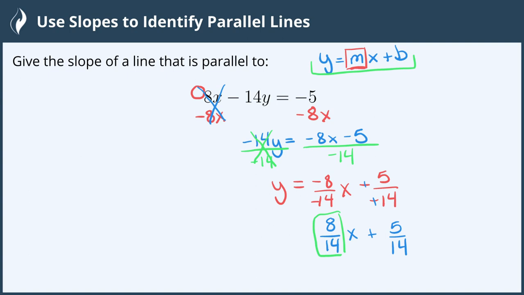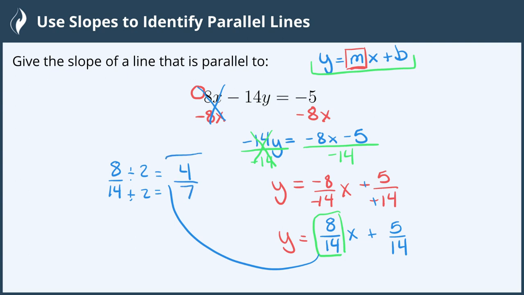So let's go ahead and simplify our fraction 8/14. And this is y equals, and so we'll come over here, 8/14. Both 8 and 14 are divisible by 2 because they're even. 8 divided by 2 is 4, and 14 divided by 2 is 7. So our reduced slope is 4/7.